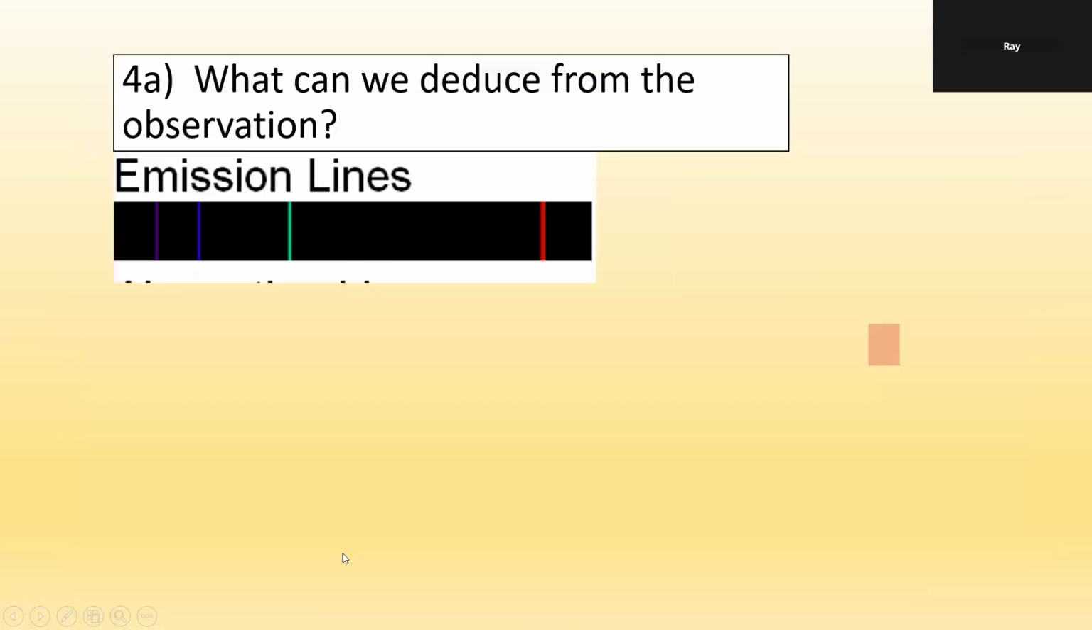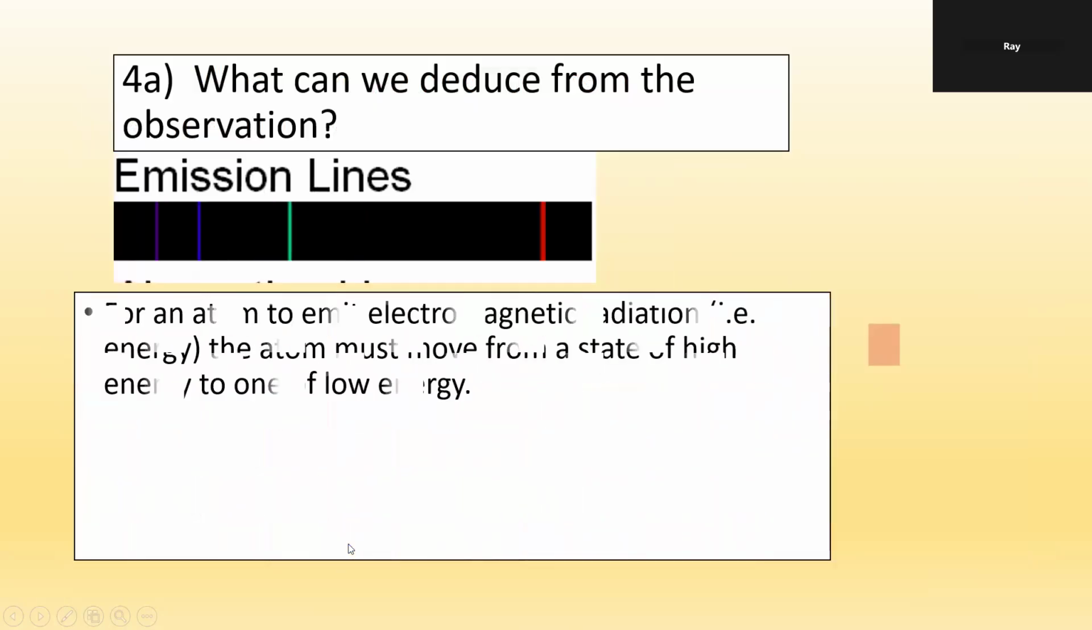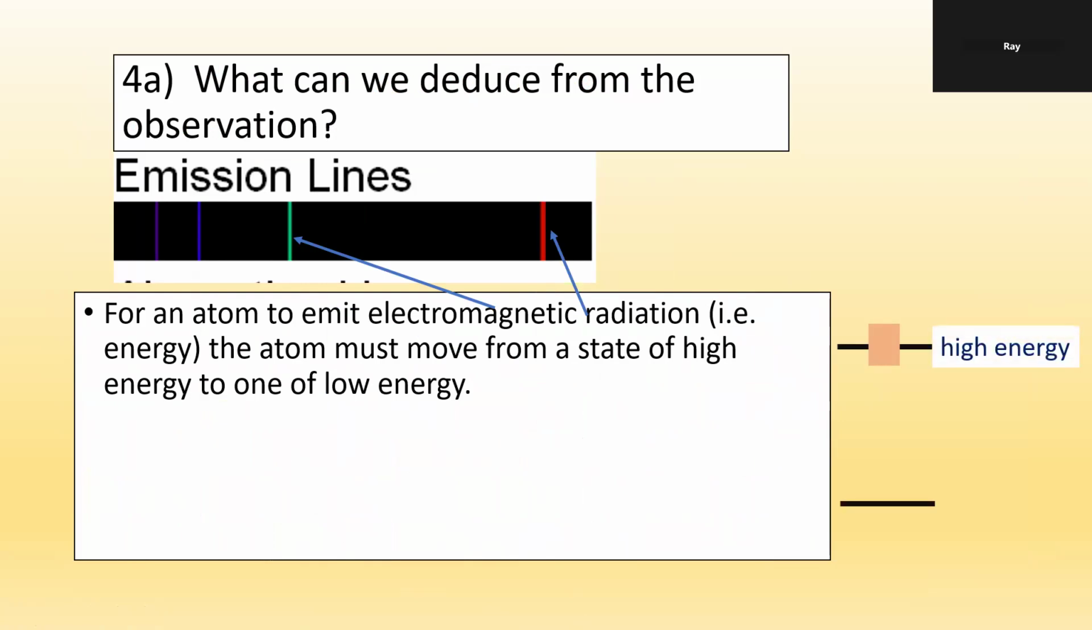For an atom to emit radiation, there's energy. The atom must move from a state of high energy to one of low energy. Okay? If it's going to emit energy, it must have energy in the first place, excess energy. Okay? Move from a higher energy level to a lower energy level. Right? There's higher energy, there's lower energy. So the electron, if it's going to emit energy, must move from a higher energy to a lower energy.